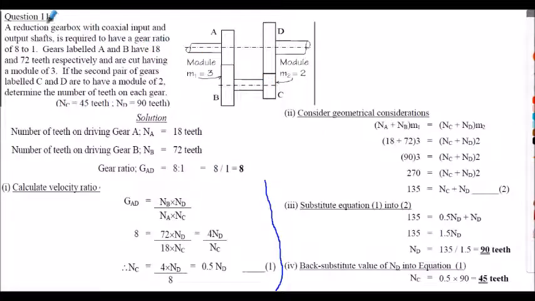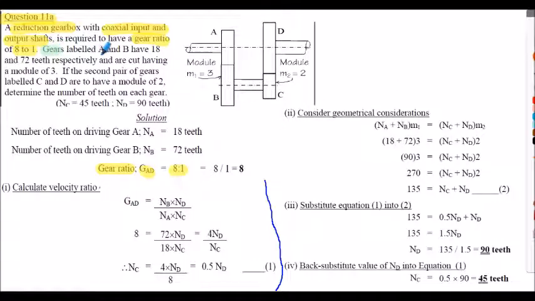Here's the solution for question 11a. In a reduction gearbox with coaxial input and output shafts, it's required to have a gear ratio of 8:1. So our gear ratio, GAD, I've shown it here, is 8:1.